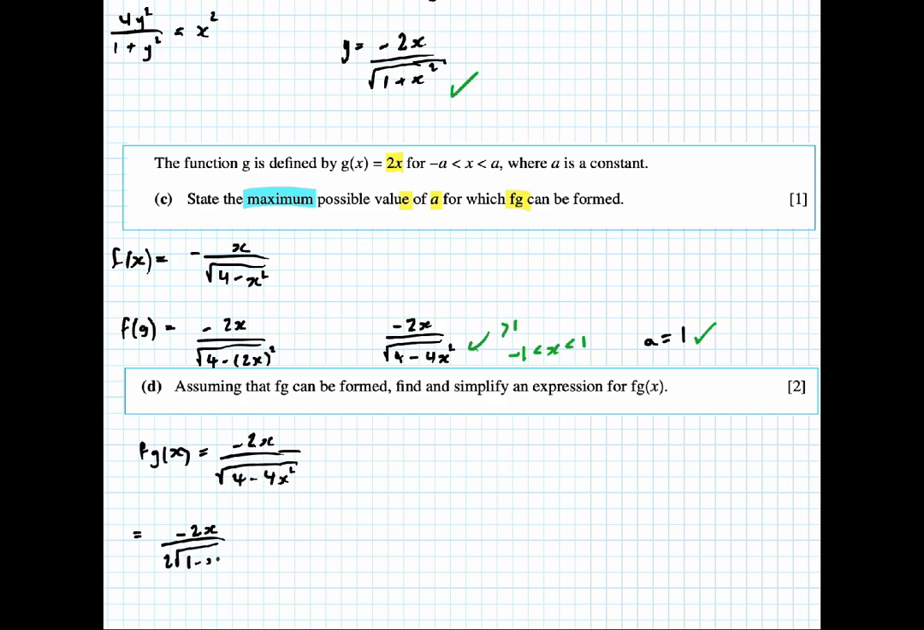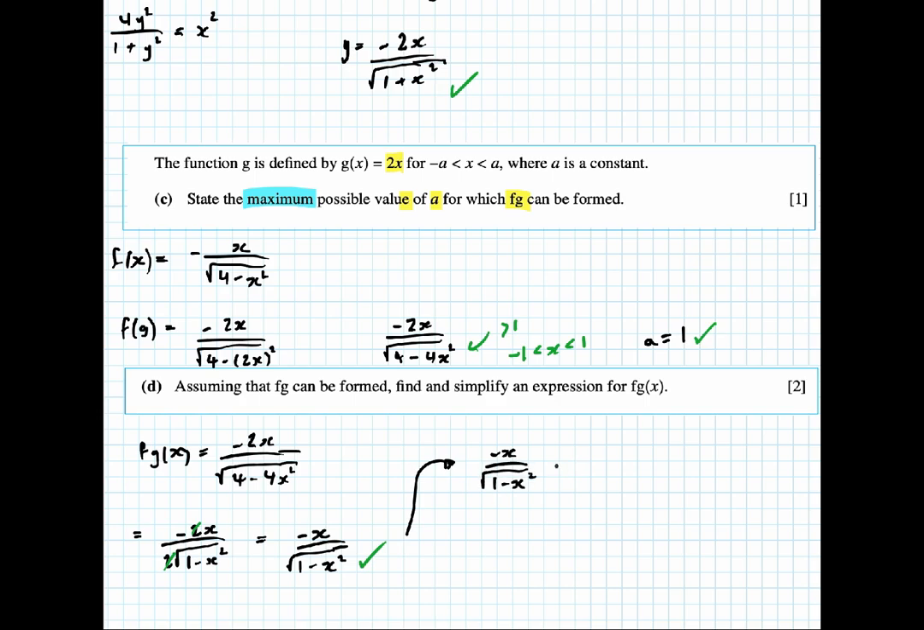The common term, of course, is 2. So 2 times root 1 minus x squared. And of course you can cancel out the 2's, the two 2's outside that. So that'll be minus x all over root 1 minus x squared. That's the final answer.